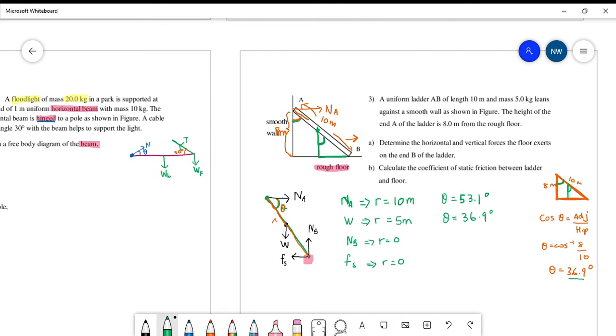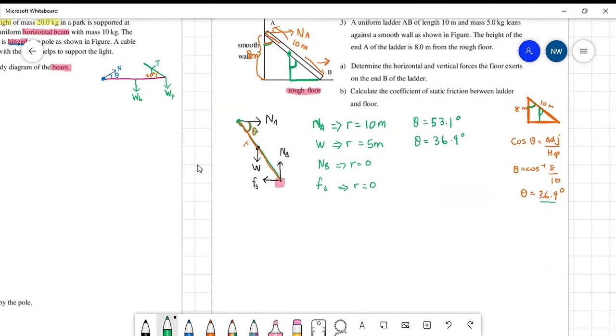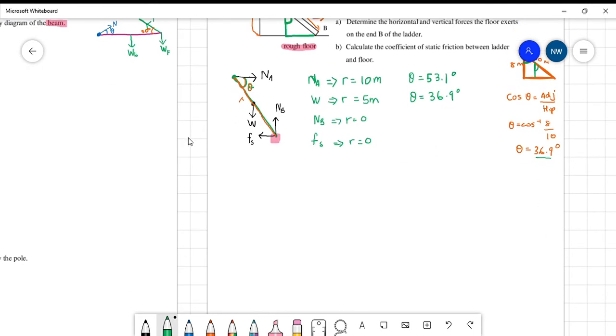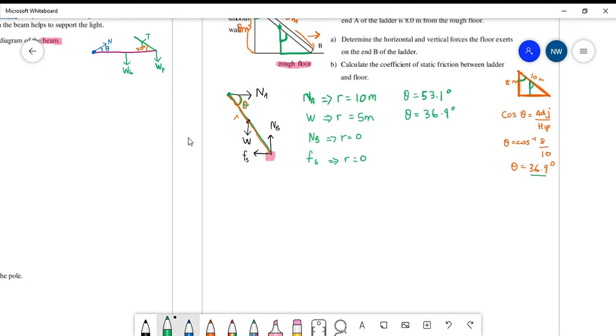Okay, untuk NB dengan FS ni kita tak perlu cari sebab angle dia ni, sebab torque dia akan jadi equals to 0, because the distance equals to 0. The next step is to draw the table. Okay, so kita buat table tadi.